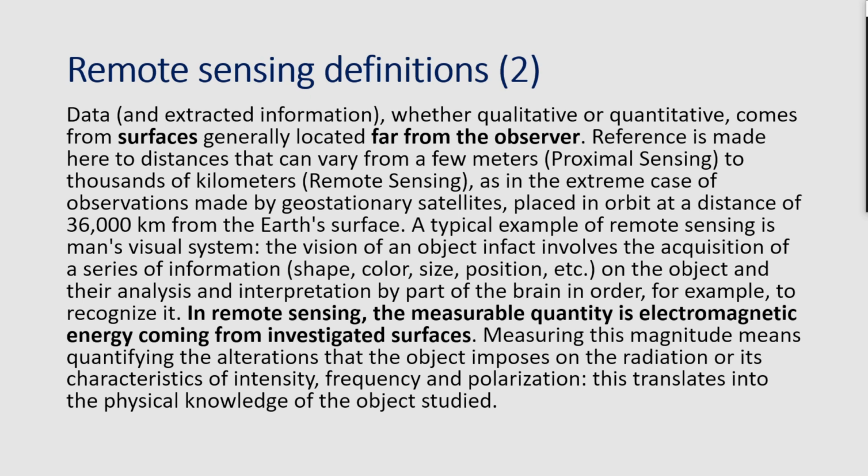The vision of an object in fact involves the acquisition of a series of information, shape, color, size, position, etc., on the object and their analysis and interpretation by part of the brain in order, for example, to recognize it. In remote sensing, the measurable quantity is electromagnetic energy coming from investigated surfaces. Measuring this magnitude means quantifying the alterations that the object imposes on the radiation or its characteristics of intensity, frequency, and polarization. This translates into the physical knowledge of the object studied.